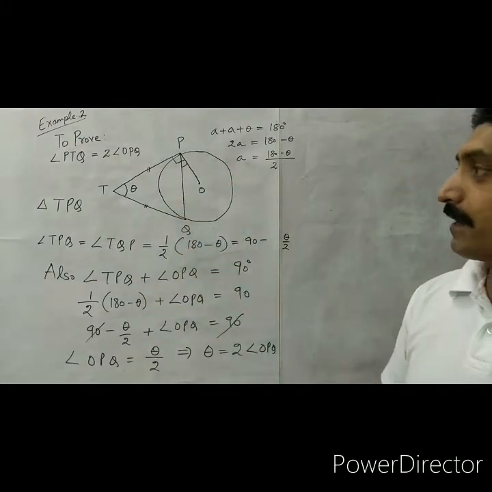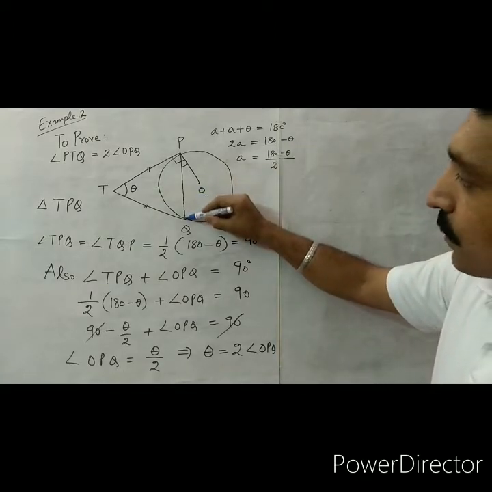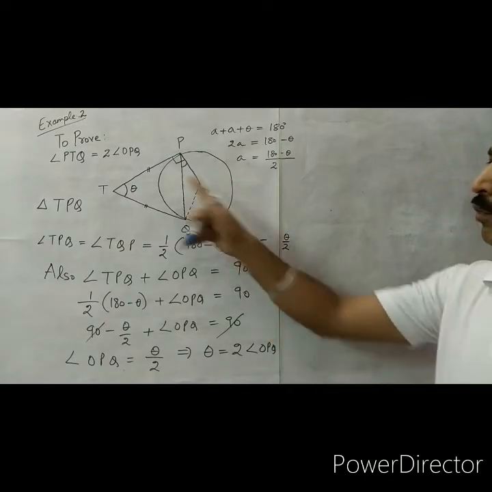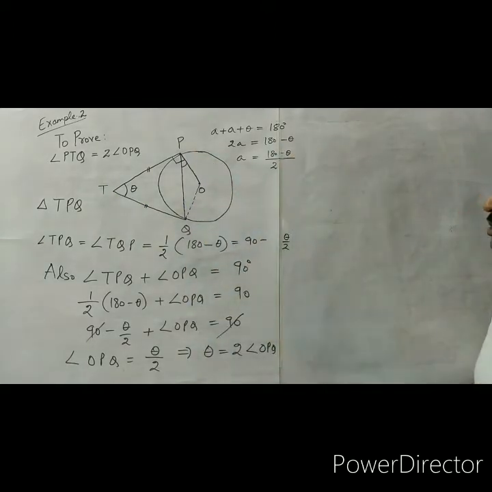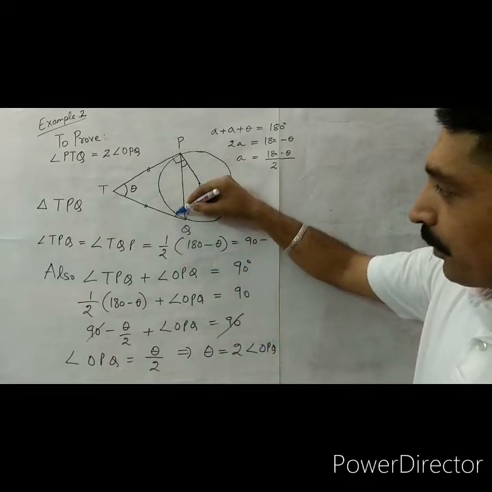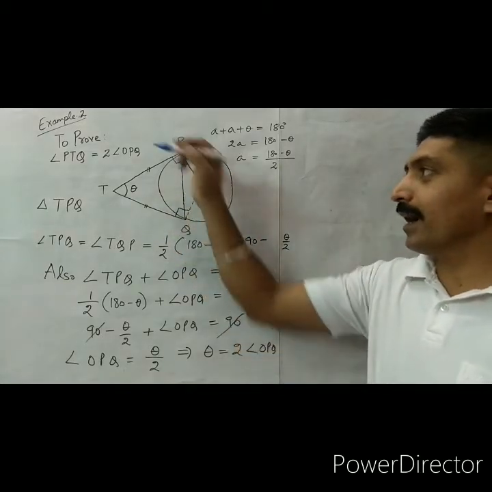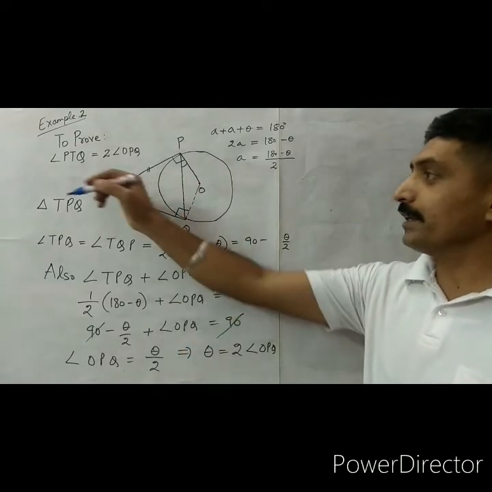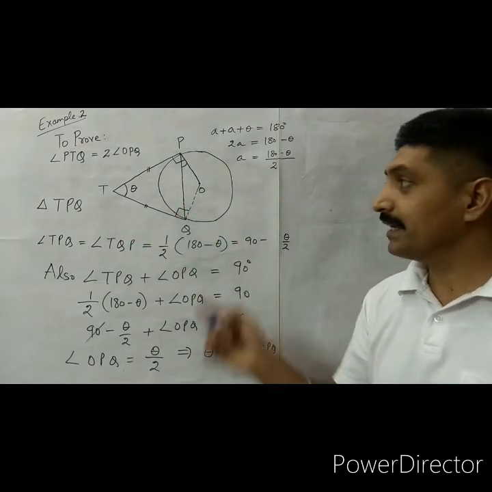Now one more easy way: if I join OQ, now I have a quadrilateral TPOQ. Another way to solve this question: we know that Q is also a point of contact, so angle P and angle Q are 90 degrees each, right angles. Now in quadrilateral TPOQ, we know the sum of all these four angles is always 360 degrees.